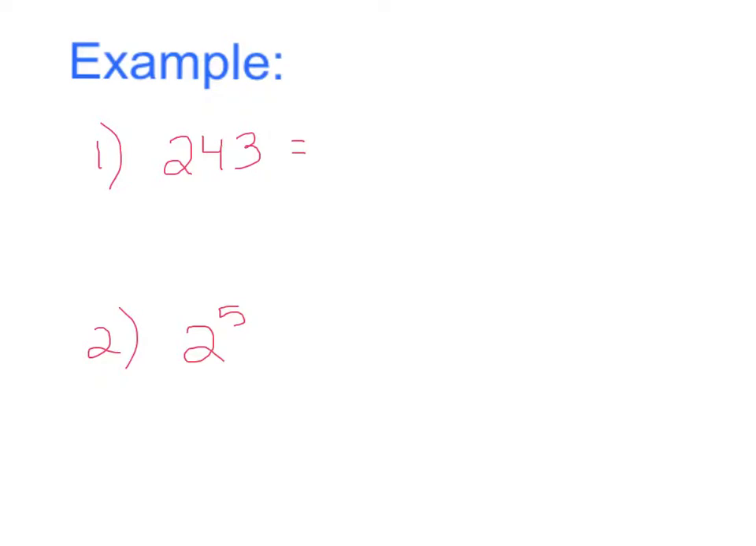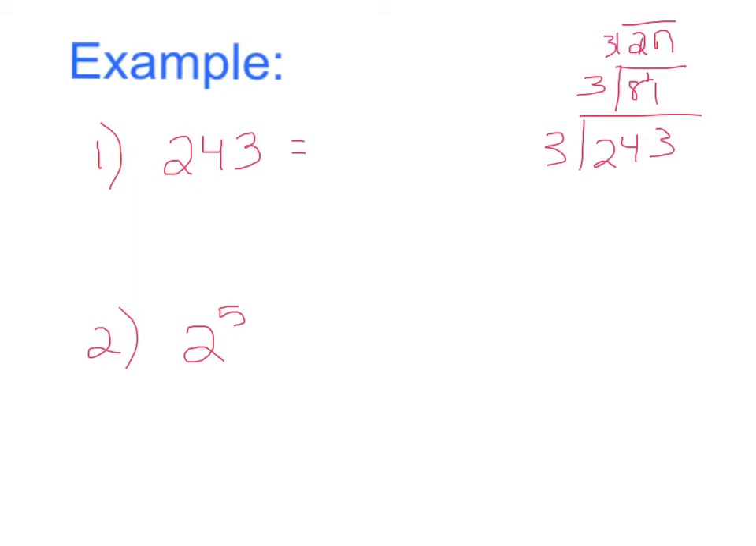243. If you're not sure how many 3's go into it, I can use kind of the idea of a ladder. 243 divided by 3. Okay. 3 goes into 24 8 times. 3 goes into 3 once. If I divide by 3 again, 3 goes into 8 twice, with a remainder of 2. So I get 27. I can divide by 3 again.